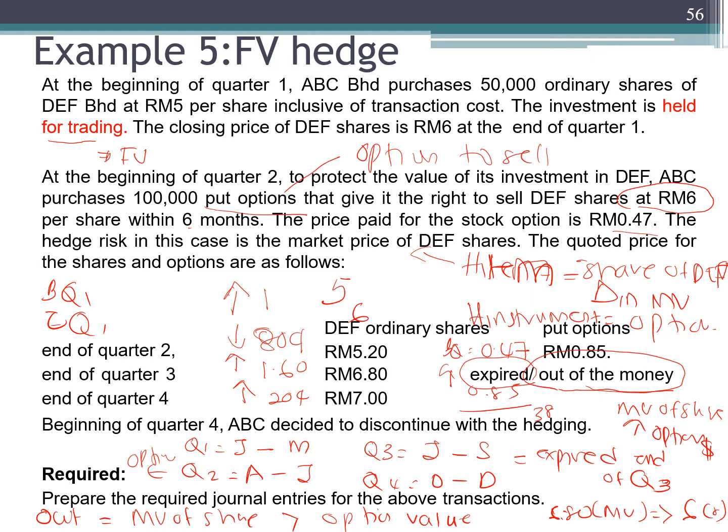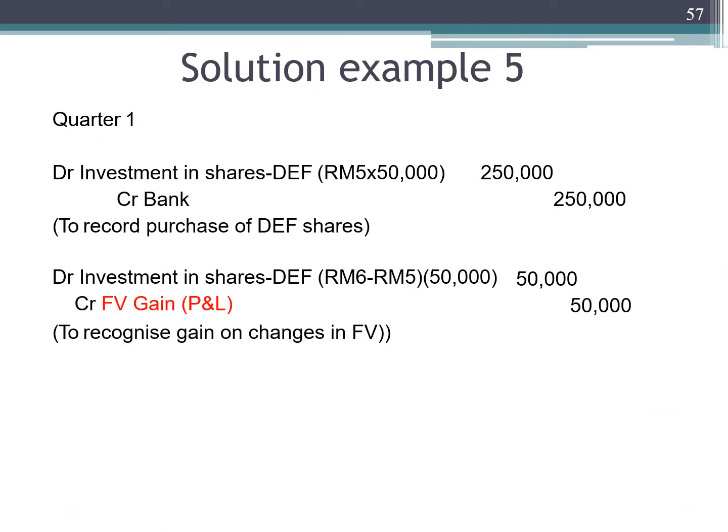Okay, let's try to look at the example. We need to prepare the journal entries here. For the journal entry solutions, the first one you need to record is the investment. Debit investment in DEF shares at the price of 5 ringgit times 50, so you have 250, and then credit bank. So now the company, ABC, holds DEF shares. They own the shares.